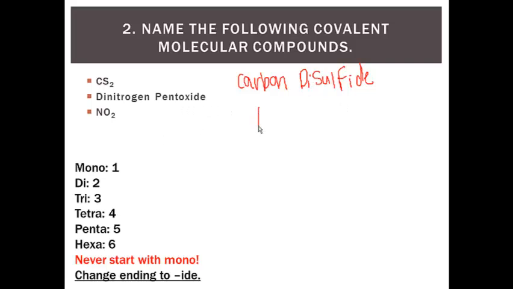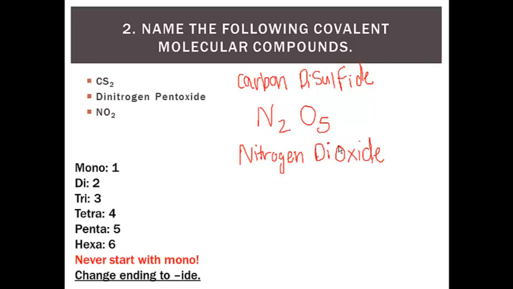Dinitrogen pentoxide. Nitrogen is N, oxide is O. Dinitrogen is 2, pentoxide is 5. NO2. Again, we have nitrogen. There's only 1 of them, but I never start with mono. I have oxygen, but that becomes oxide. And there's 2 of them, so this is nitrogen dioxide.